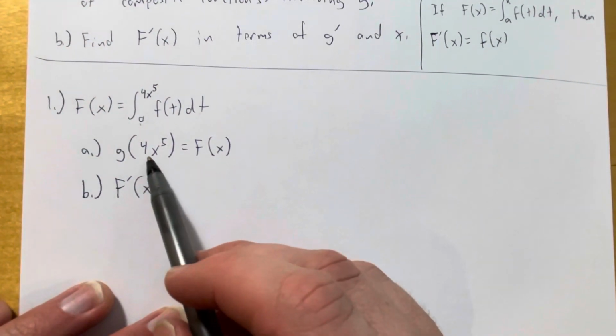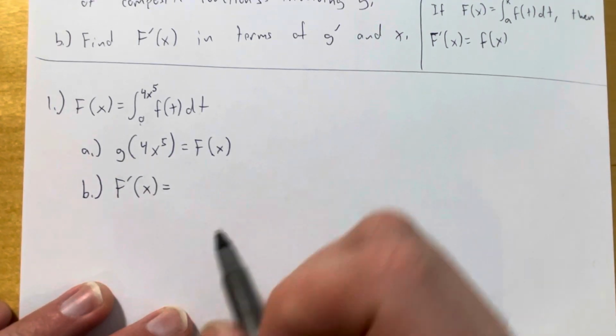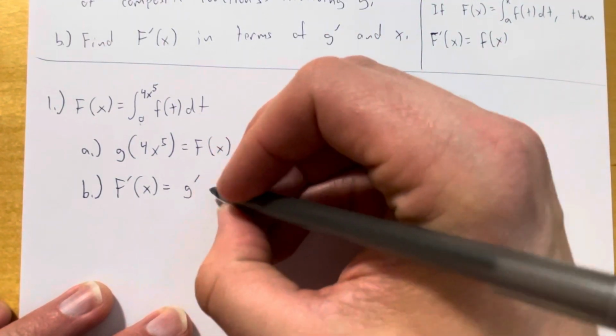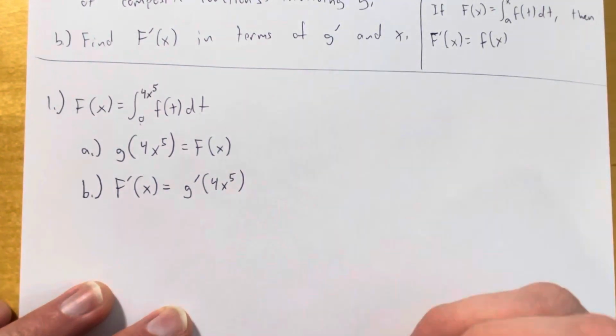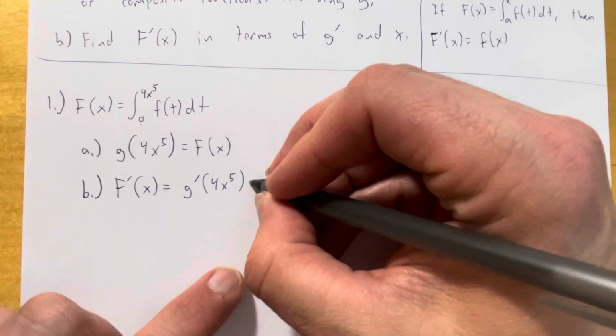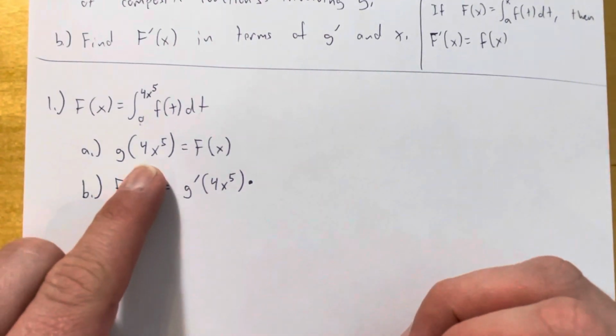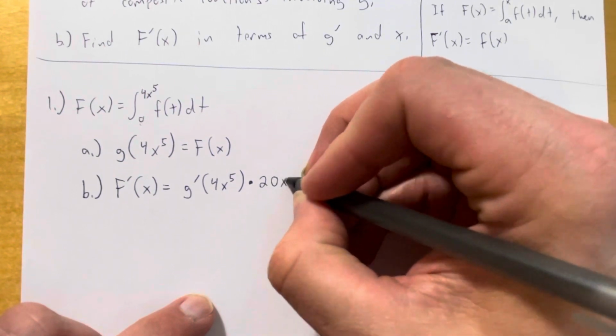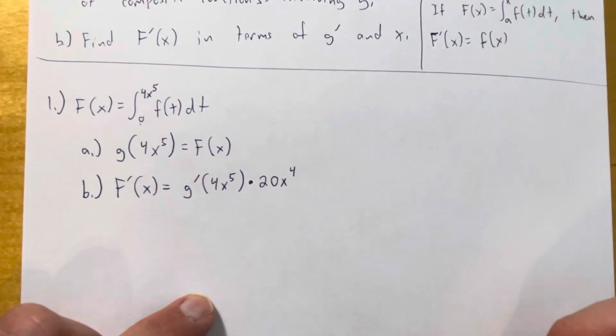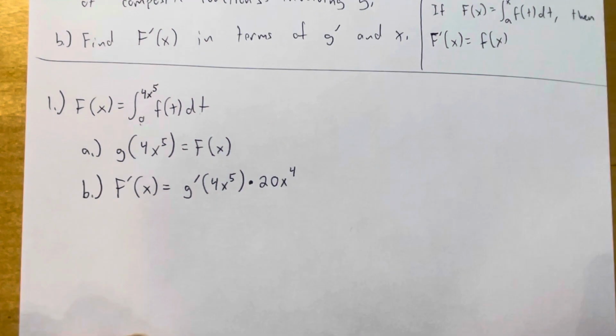So the chain rule says if you have a function composed with another function, you take the derivative of the outside function and leave the inside alone. So it looks like g prime of 4x to the fifth. And then we multiply that by the derivative of the inside function. 5 times 4 is 20. Subtract 1 from the exponent, and I get that. So that's what part B is. That's all there is to it.